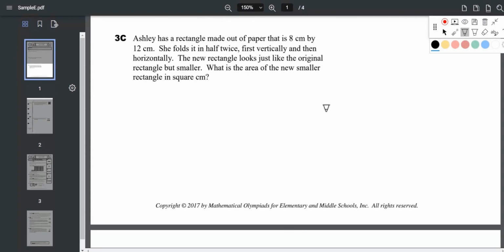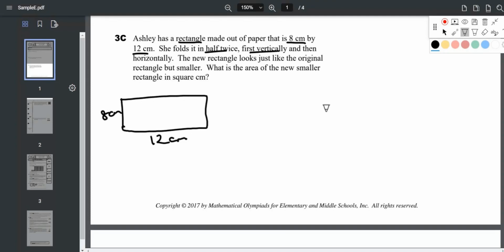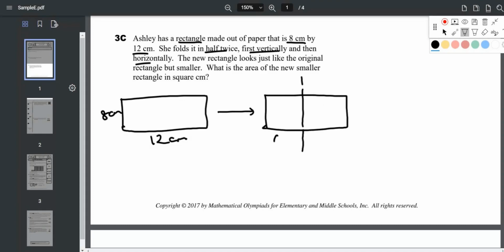Moving ahead to the third question. Ashley has a rectangle made out of paper that is 8 centimeters and 12 centimeters. So this is that rectangular paper whose dimensions are 12 centimeters by length and 8 centimeters by breadth. She folds it twice, first vertically and then horizontally. Now she's folding this vertically. When she folds it, the length halves, 12 becomes 6, and the width remains the same, 8 centimeters.